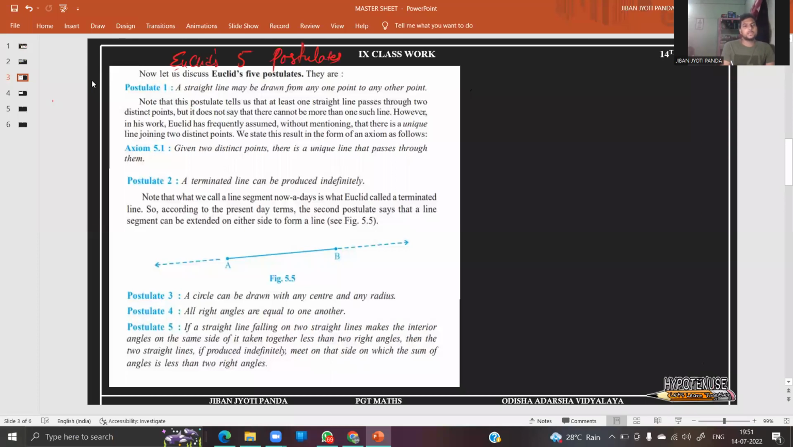So what are the Euclid's 5 postulates? Let us discuss one by one. Postulate number 1: a straight line may be drawn from any one point to any other point. It is very obvious. If we have 2 points on the plane, definitely we can draw a line in between them. This is clear to all? What is there to understand in this?